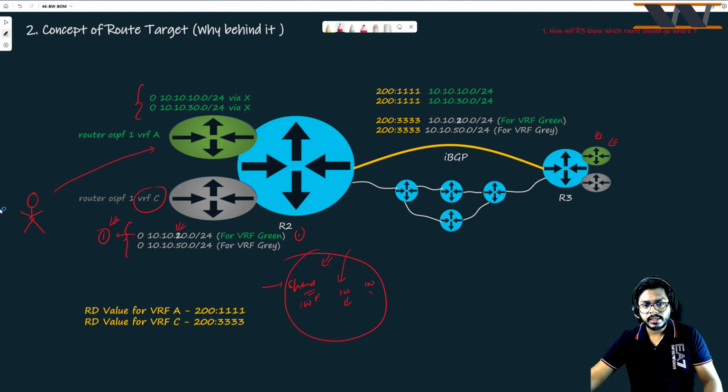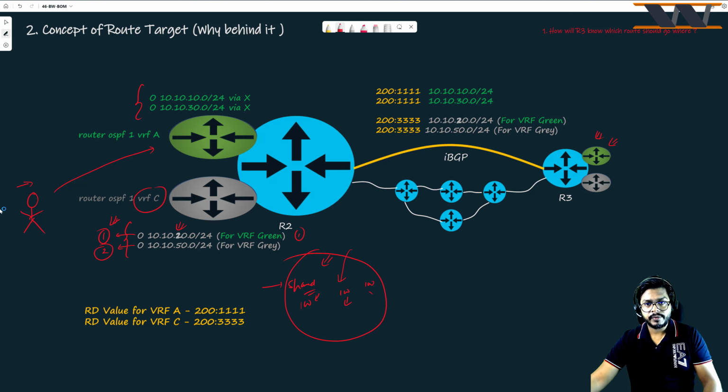You cannot create that on the basis of only RD, and why? I will let you know. So Mr. Prashant Patil is exactly putting some restrictions on the advertisement of the route. He's saying that VRF-C route number one should go only into the green VRF, and route number two should go only to the gray VRF.